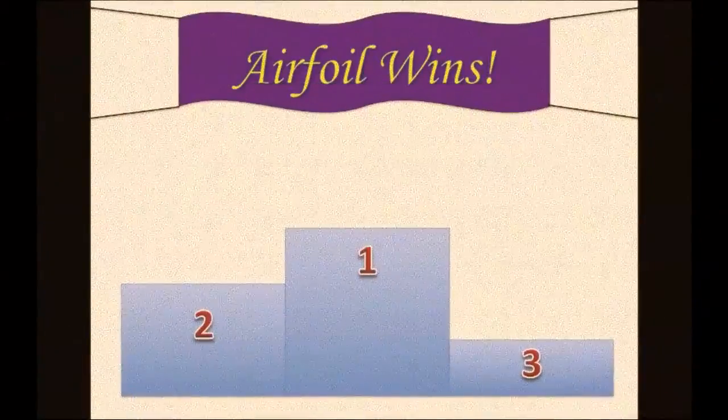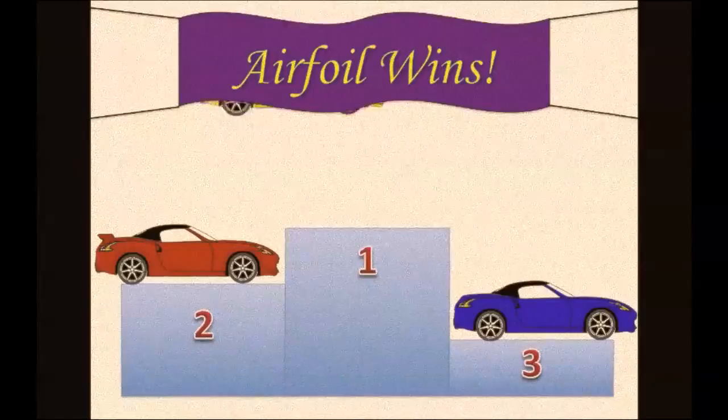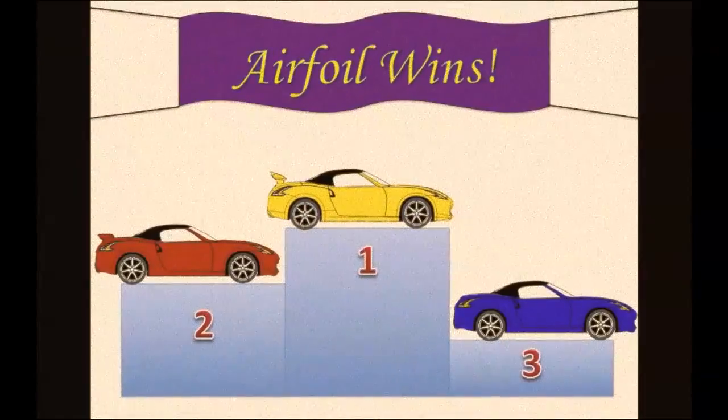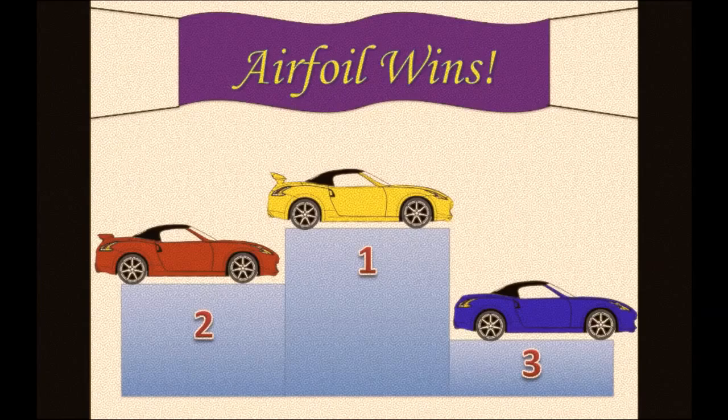Fun fact, at 130 kilometers an hour, F1 cars can generate more downforce than the weight of their car, allowing them to theoretically drive upside down in a tunnel. Do not try that at home.